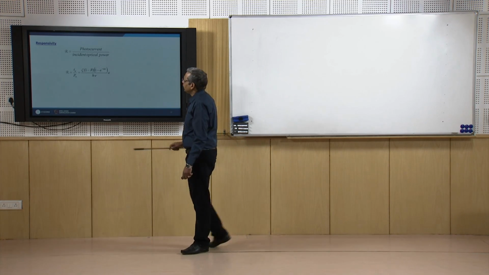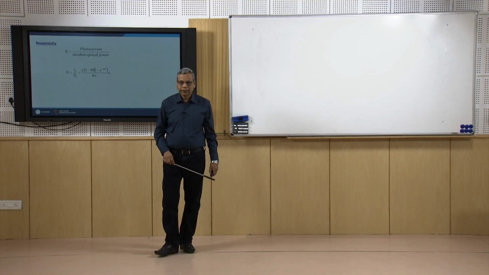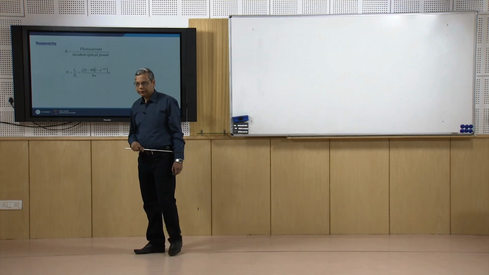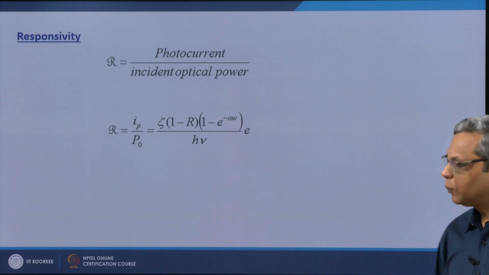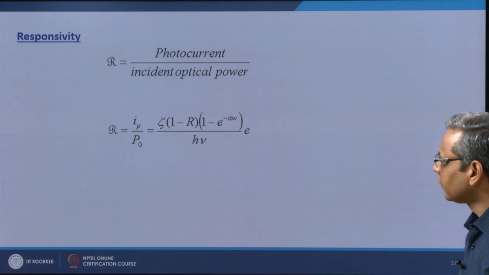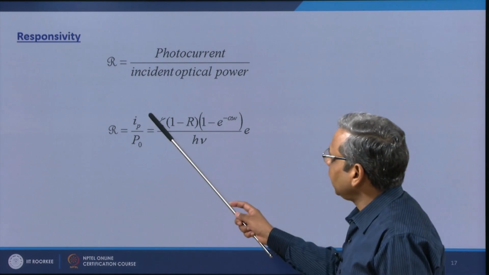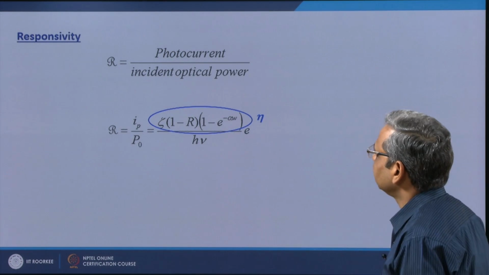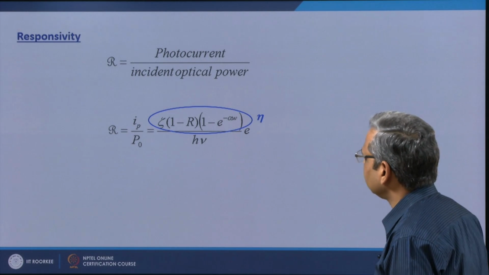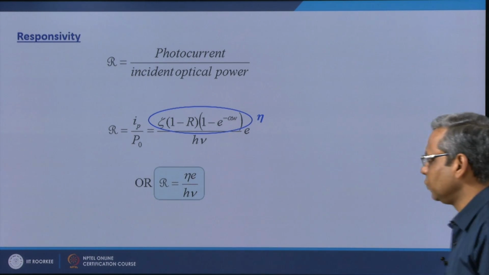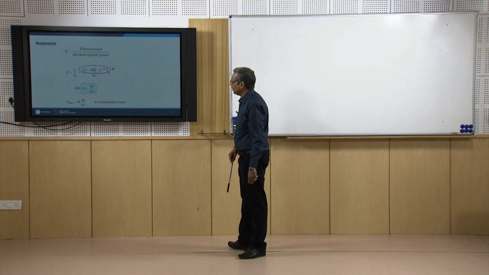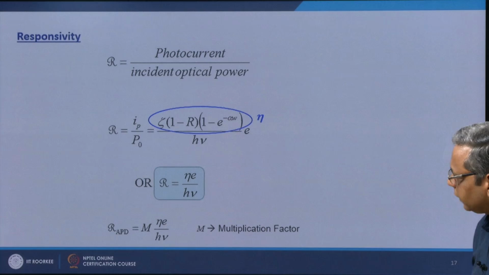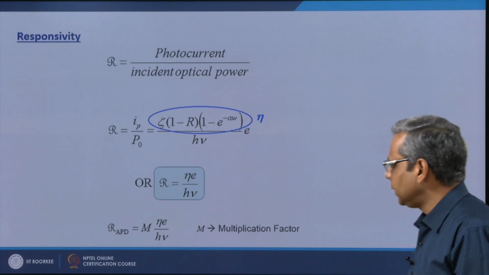Okay. Then another important parameter is responsivity. Responsivity is output versus input of a device. Output here is photocurrent and input is incident optical power. So, R would be I P over P 0. So, simply it would be this, and since this is eta, it can be represented in terms of quantum efficiency as eta e over h nu. In case of APD, you will have a multiplication factor because of internal gain. So, this will become M times eta e over h nu.